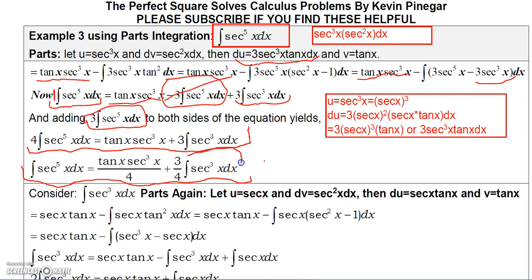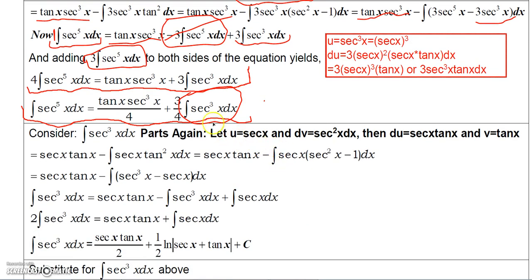I'm going to have to know what secant cubed x is, and then I'm going to have to come back up here and replace this with whatever the integral of secant cubed x turns out to be. All right, so we're going to do this again. Believe it or not, we're going to do it again, with secant cubed x.